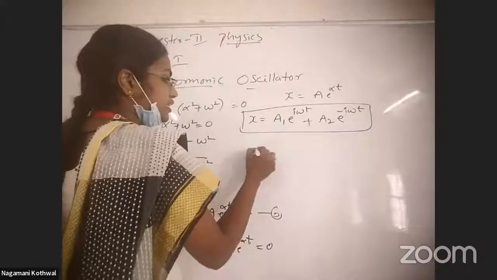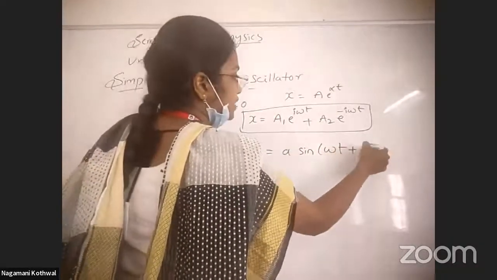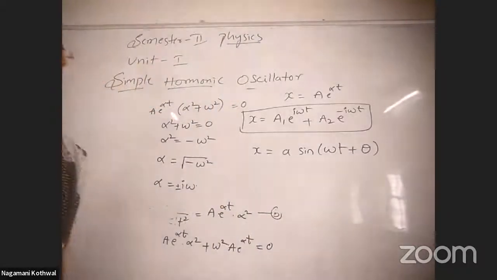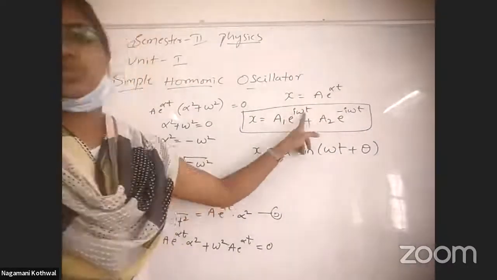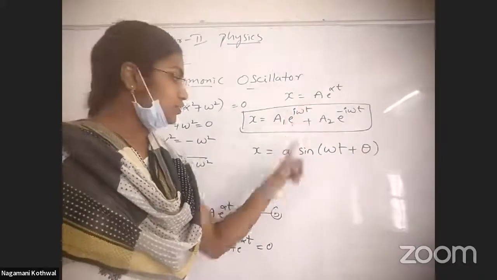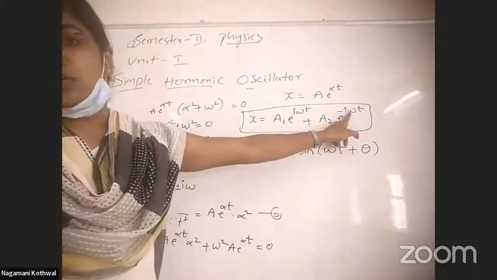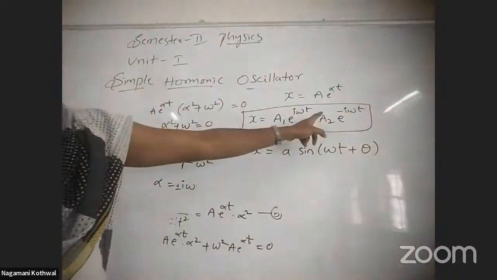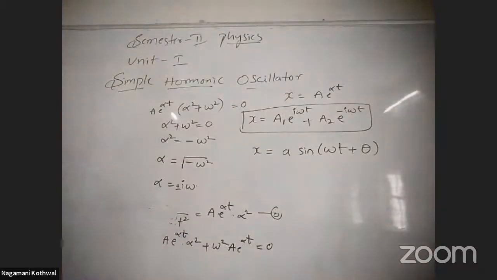We can write it in another form also: a sin of omega t plus theta. No issue. What does it mean? From this you can use the formula e raised to i theta is cos theta plus i sin theta, and e raised to minus i theta is cos theta minus i sin theta. These are our two formulas. Both forms are the same. You can write any one. Clear?